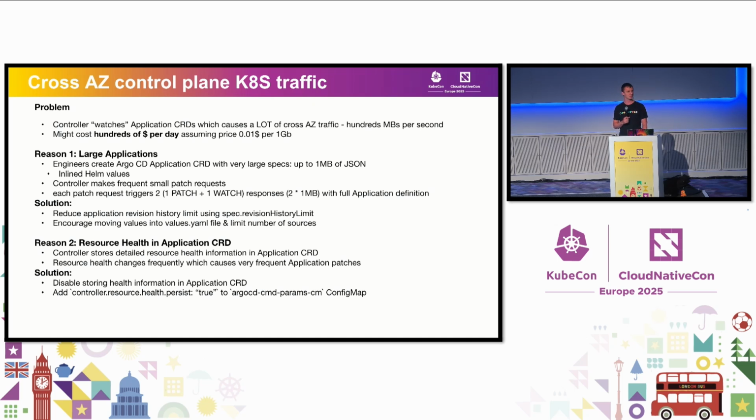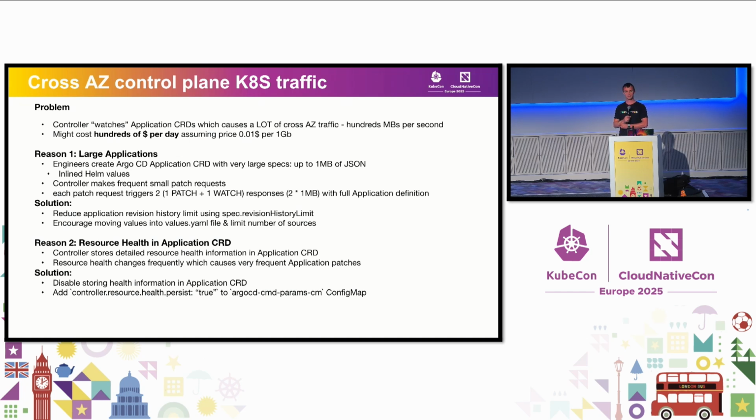And this is a suggestion for you to watch and monitor the size of application resources in your control plane cluster. If you see that it's close to a megabyte, highly likely you're already paying a lot of money for cross-availability zone traffic within a cluster.